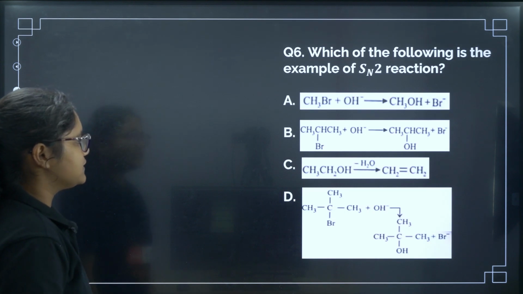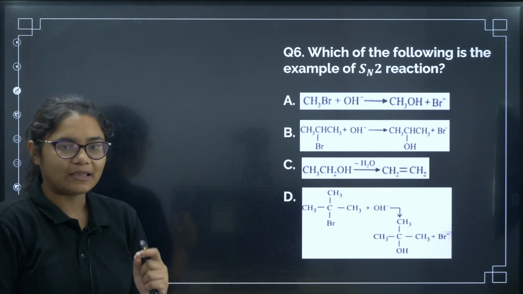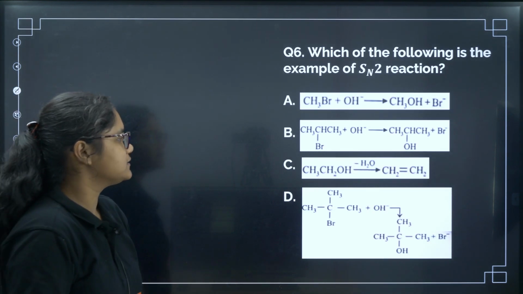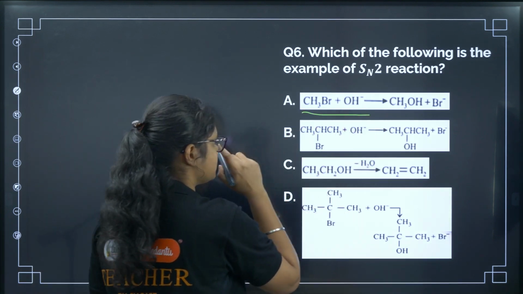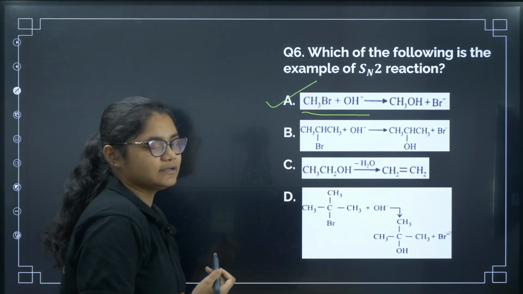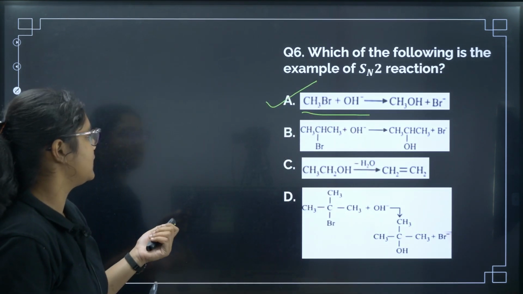Which of the following is an example of SN2 reaction? So, you know, primary halides will give you SN2 reaction. The first one is a direct substitution, so this is an example of SN2. That is, the correct option is option number A.